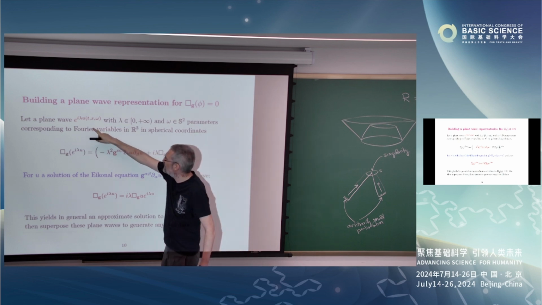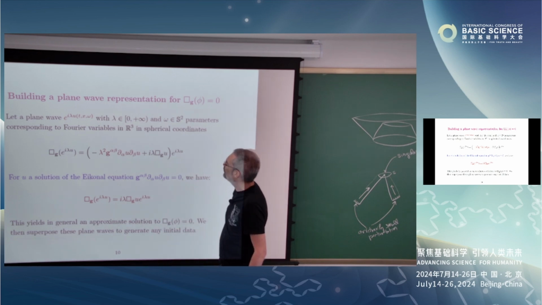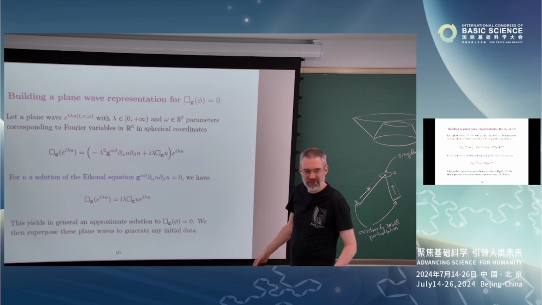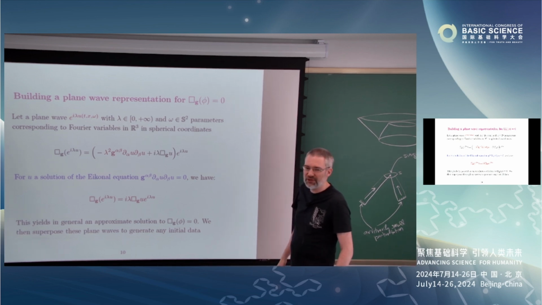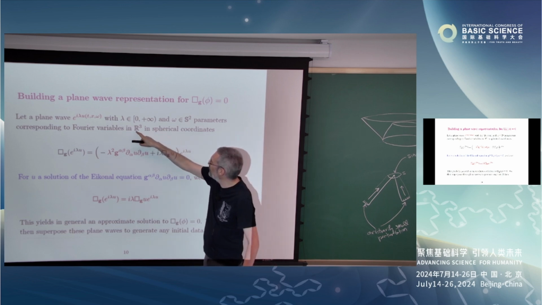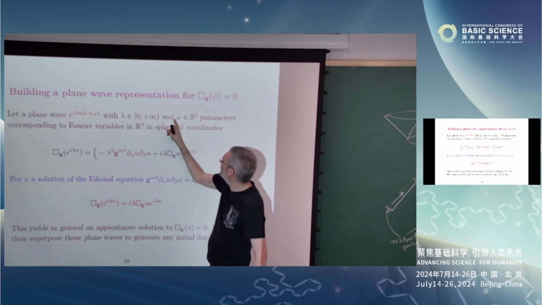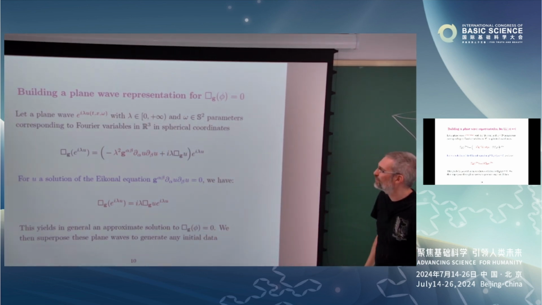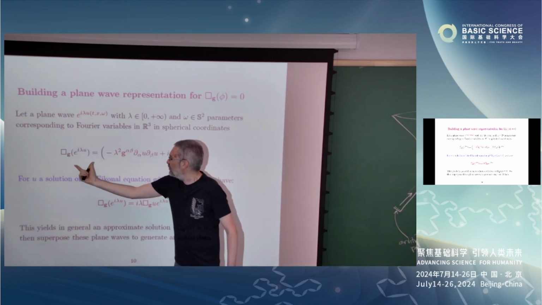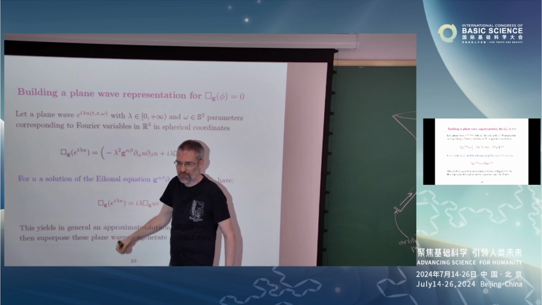So let me take this as my plane wave. My plane wave is e^{iλu(t,x,ω)}, where t and x, of course, are my space-time variables, and λ and ω are Fourier variables. In other words, you should see that they correspond to a Fourier variable in R^3 written in spherical coordinates. So λ is the norm, and ω is the direction of my Fourier variable. Okay? And I want this to be a plane wave, which means that I want this to be a solution of the wave equation on my curved background, or rather here it will just be an approximate solution.